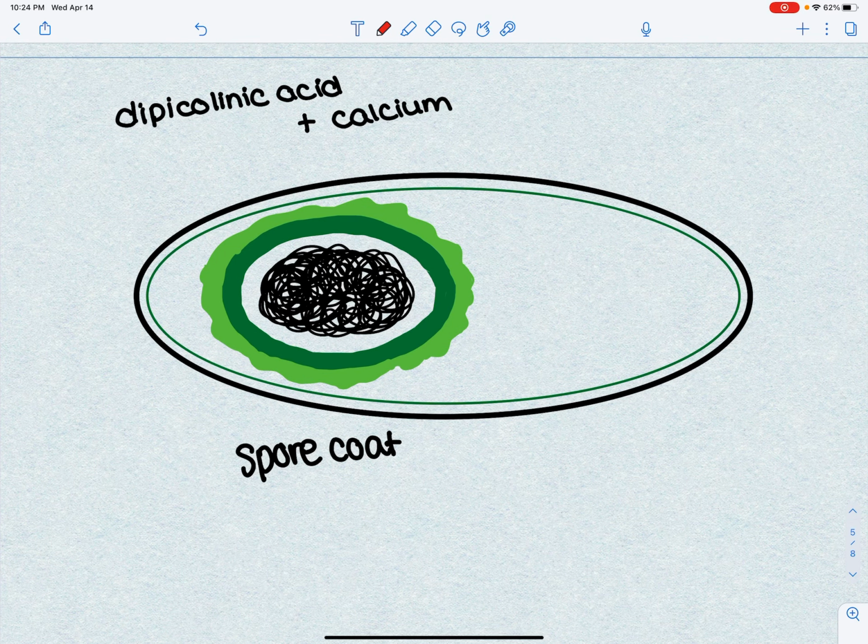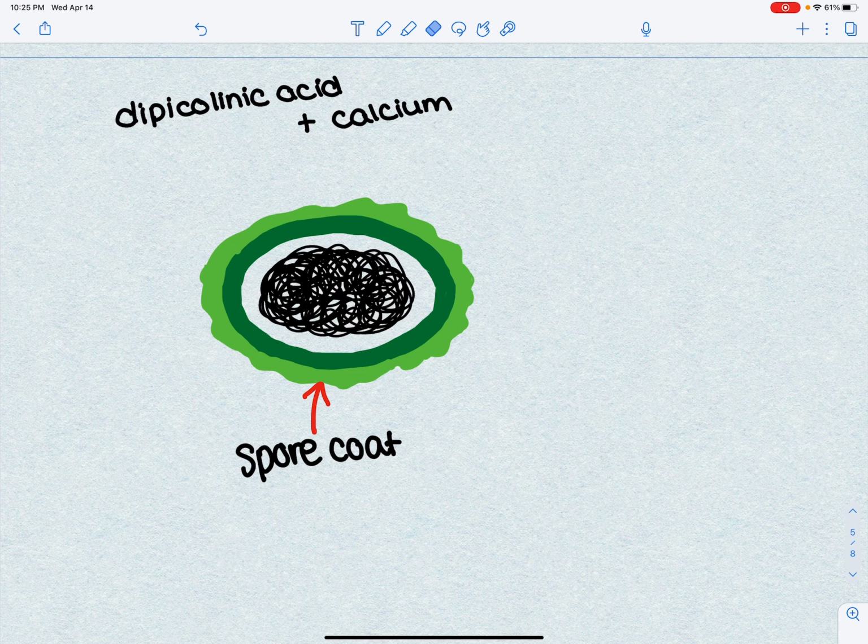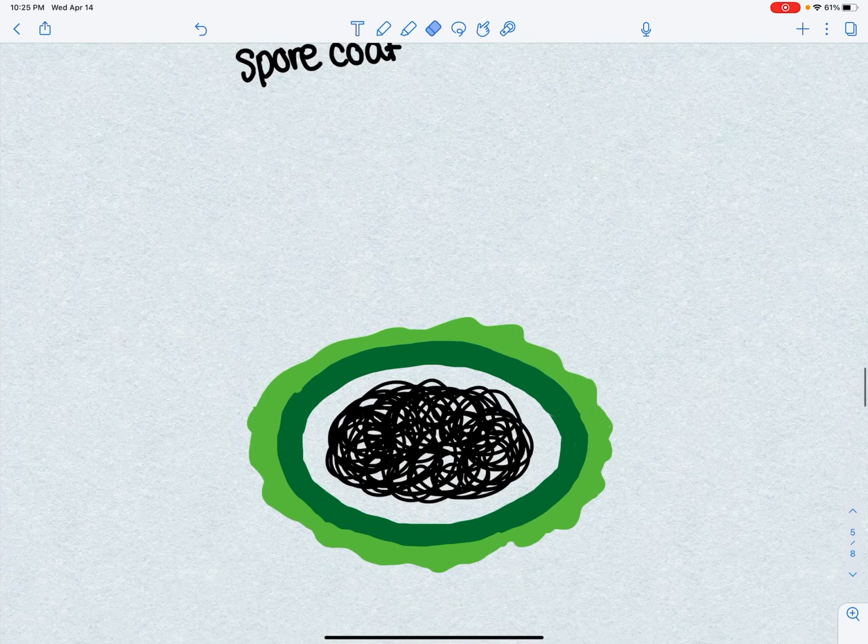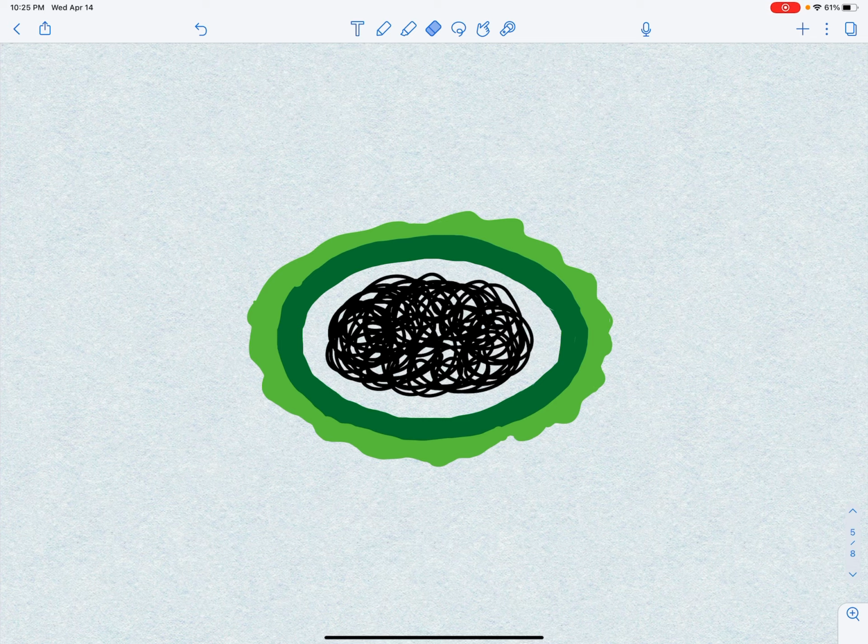As we can see, the mother cell has completely dissolved its chromosome, and now we see dipicolinic acid and calcium coming in to help form a spore coat on the outside of that mother cell membrane layer. So basically, the rest of the mother cell is going to dissolve itself and disappear, and we're going to be left with just our spore.